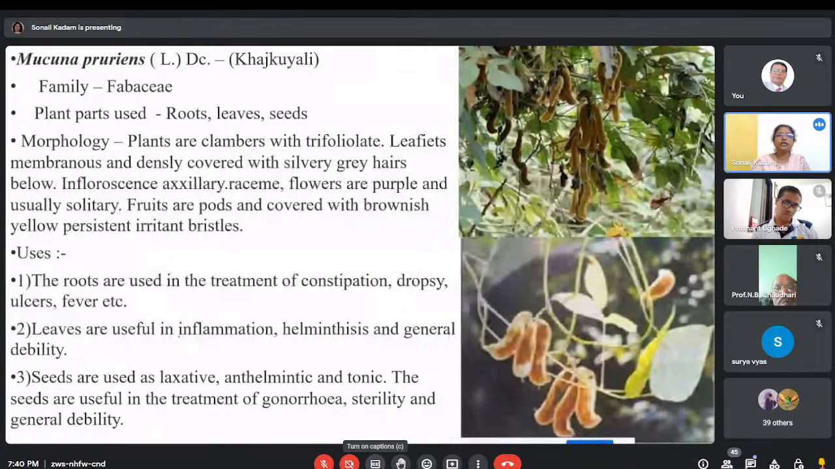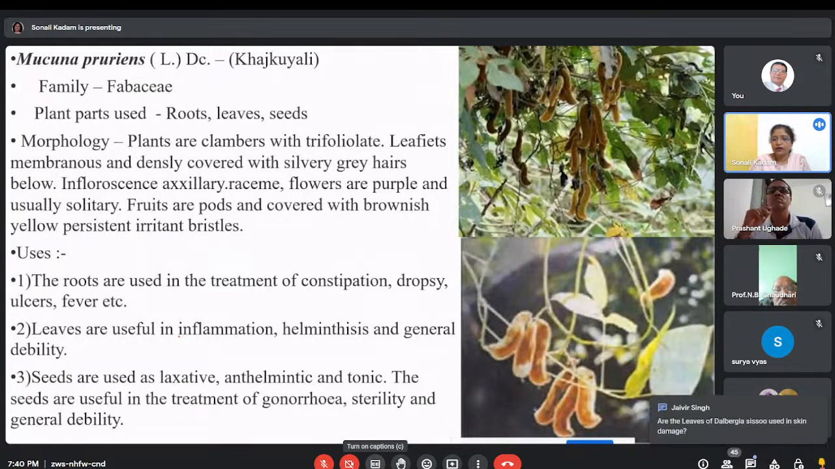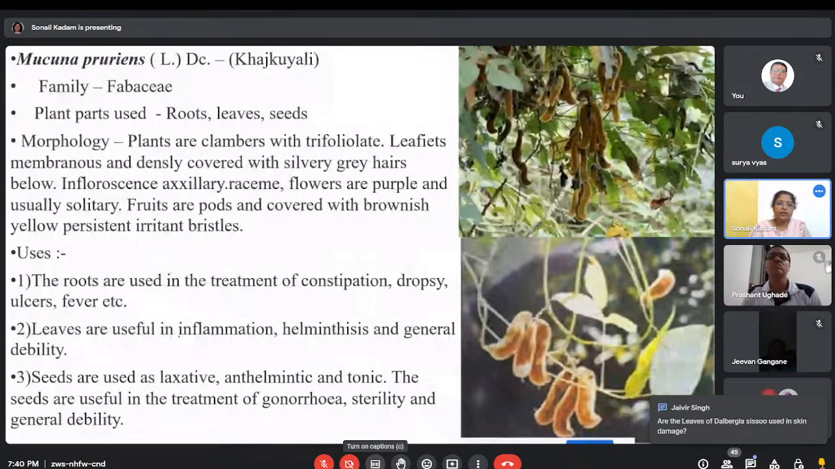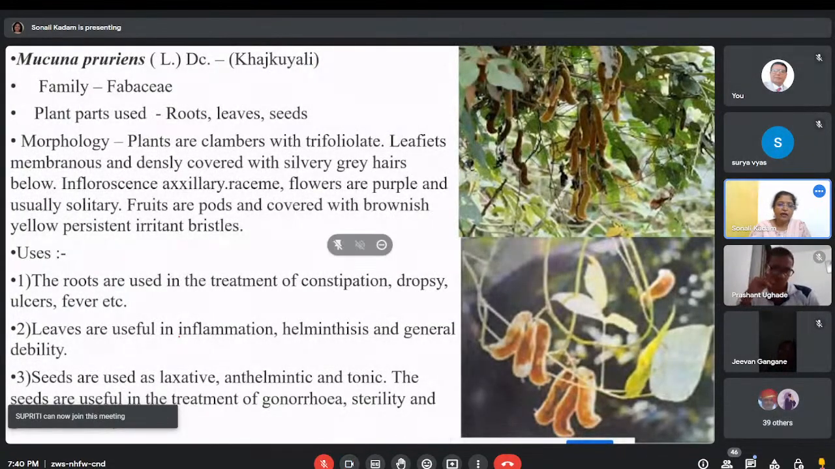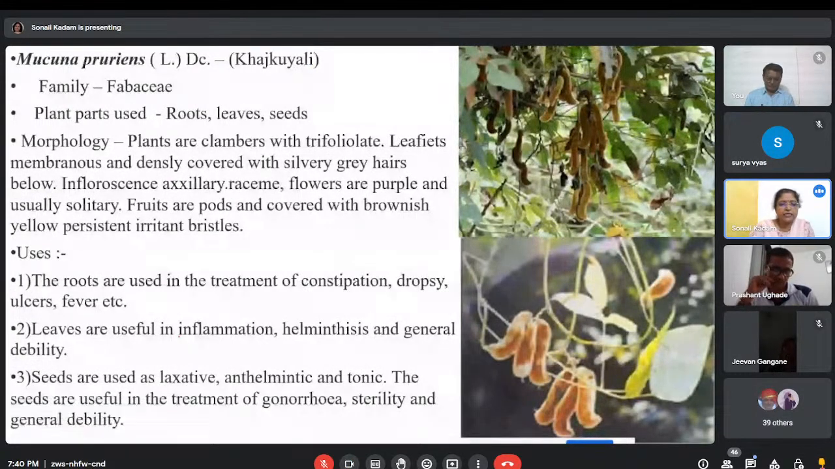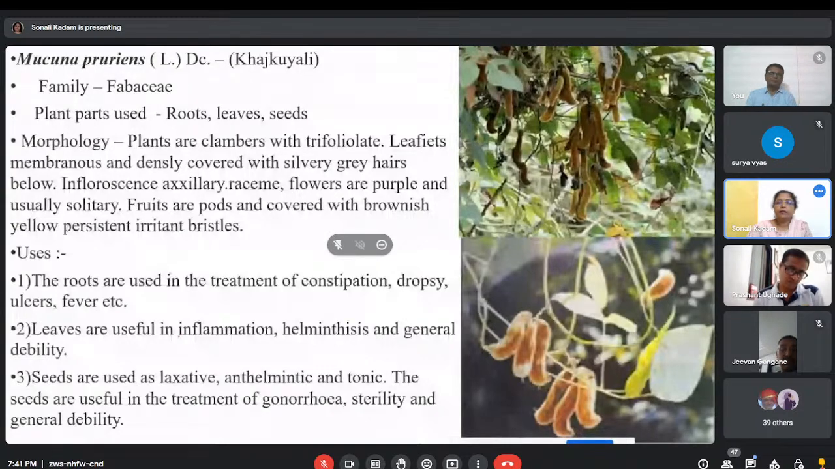So see here the fruits. If you have seen such fruits, they are known as khaskuili. Khaskuili, in the sense that you get irritation on touching this type of fruit. We should not touch these fruits because they cause irritation, but inside them are seeds, and the seeds are also very effective, mostly for rheumatic pains. The roots are used for constipation, dropsy, ulcers, and fever. The leaves are used for inflammation again. Then the seeds are used as laxative, antiemetic, and tonic. So as a tonic we can use these seeds, and they are also good for rheumatic pains.